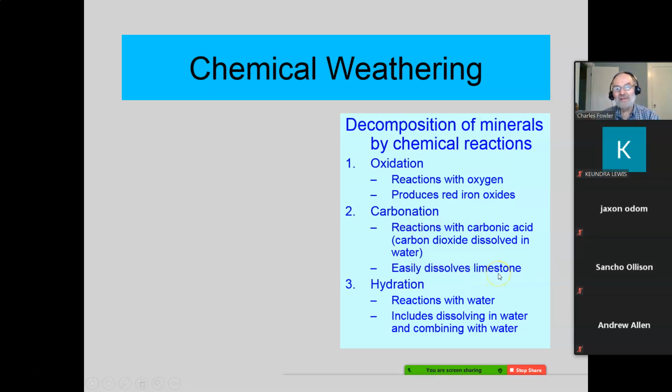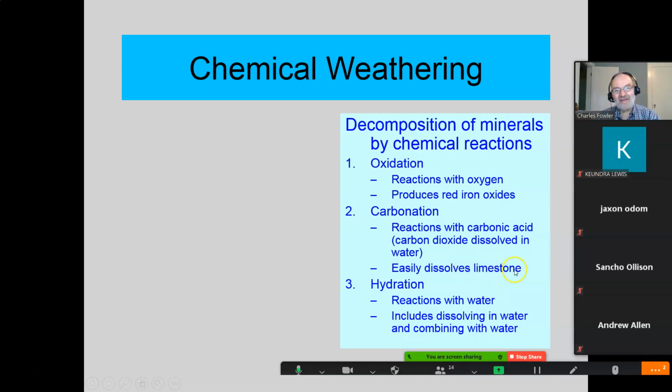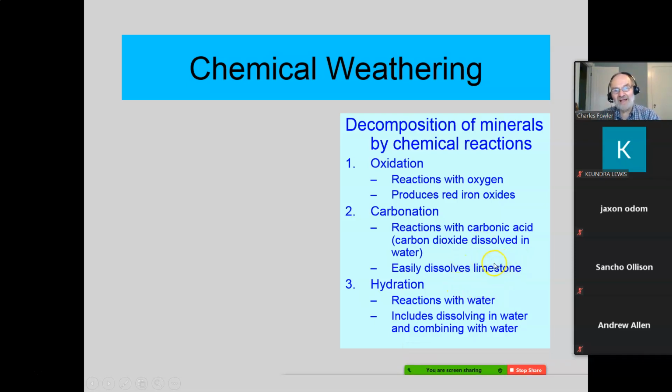Remember limestone? A chemical sedimentary rock. Okay, you have clastic sedimentary rocks, which are your particulates, and chemical sedimentary rocks, and this breaks down that chemical sedimentary rock of limestone. Carbonic acid will do that, and that's why you have a lot of the limestone caves.